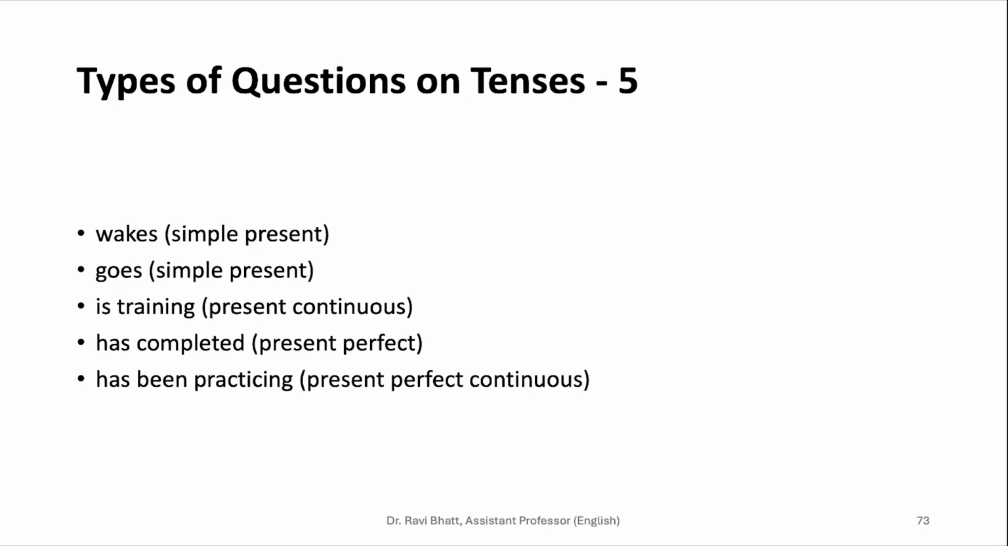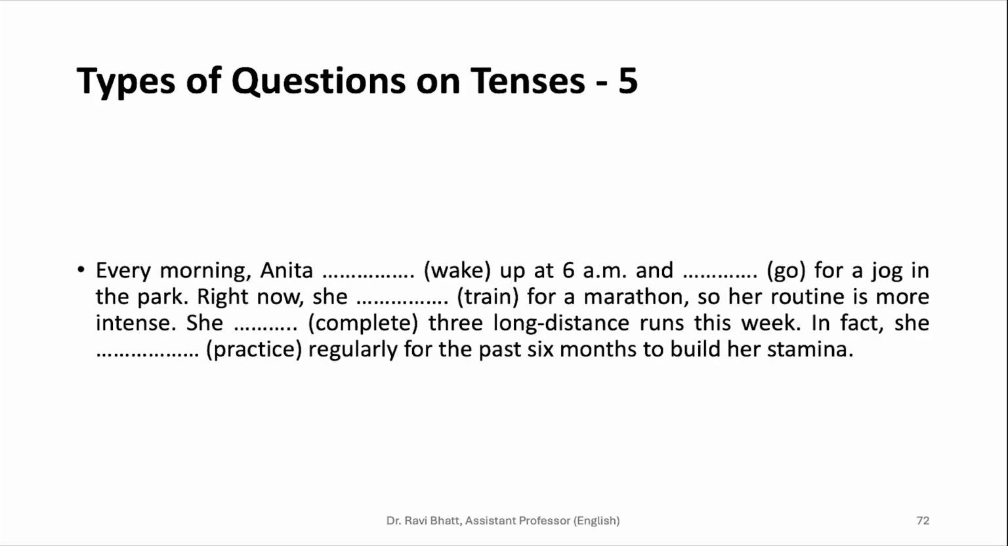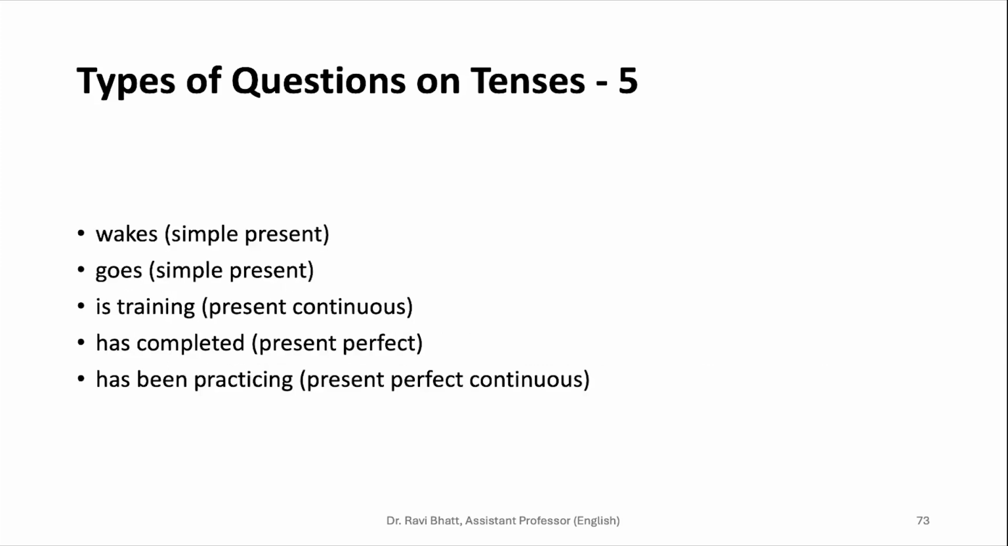First, she wakes up. Okay, now we'll toggle back and forth. So Anita wakes up at 6 a.m. because we're talking about a habitual action, and goes for a jog in the park. Now, this is a habitual action, something that happens very often. What will we use? We'll use simple present. Now she wakes up and goes to the park.